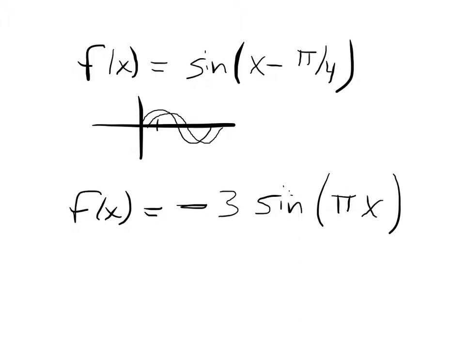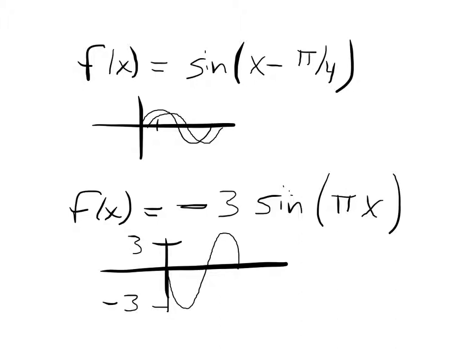How about the next one? Negative 3 times sine of pi x. Well, the negative is simply going to flip the function over the x-axis. The 3 is going to be a vertical stretch by a factor of 3. So I know I'm going to take my sine function, and it's going to be vertically stretched by a factor of 3, but flipped over. So I know I'm looking at 3 and negative 3.